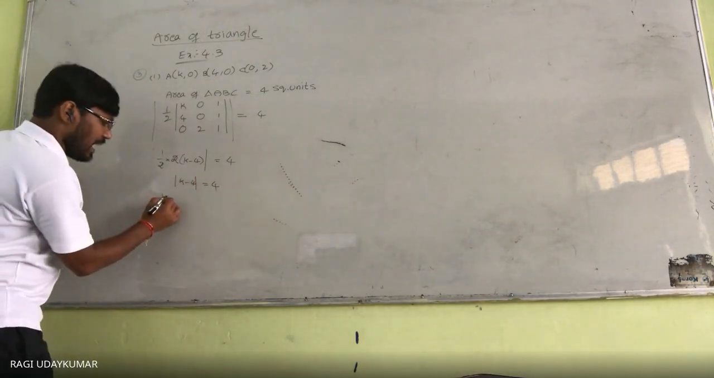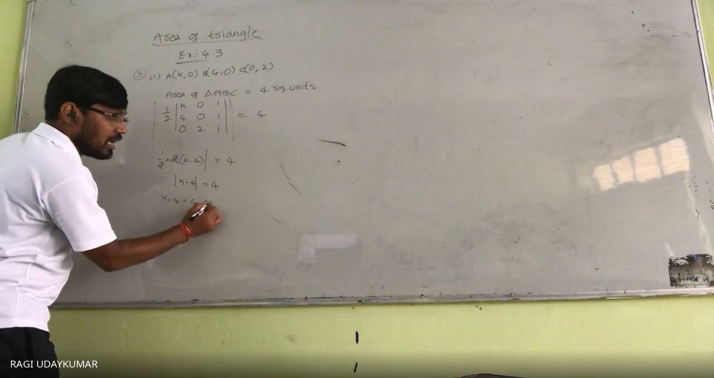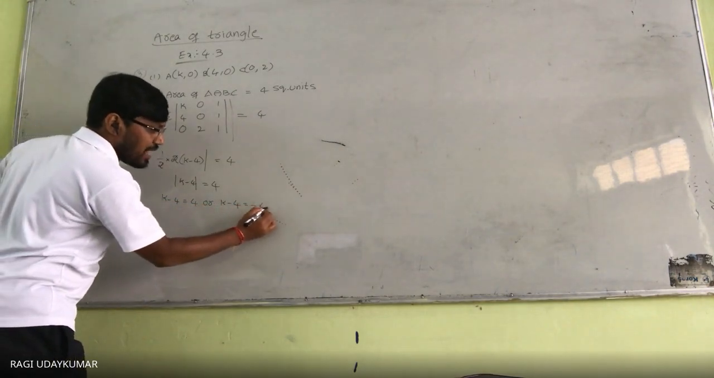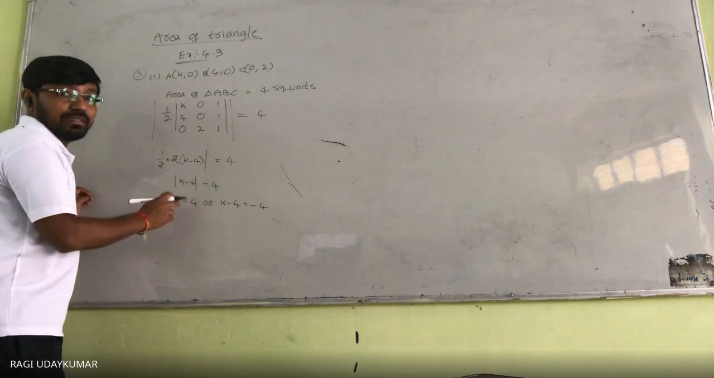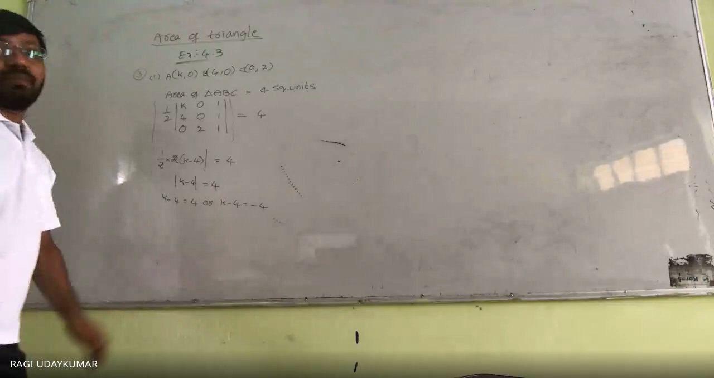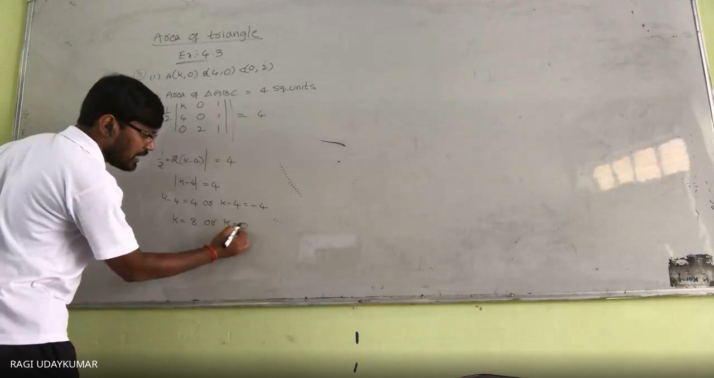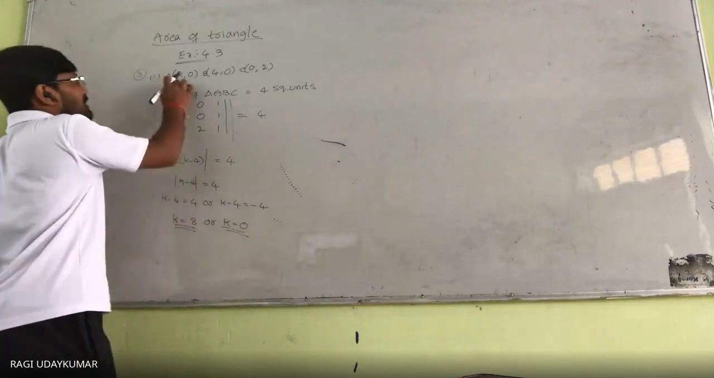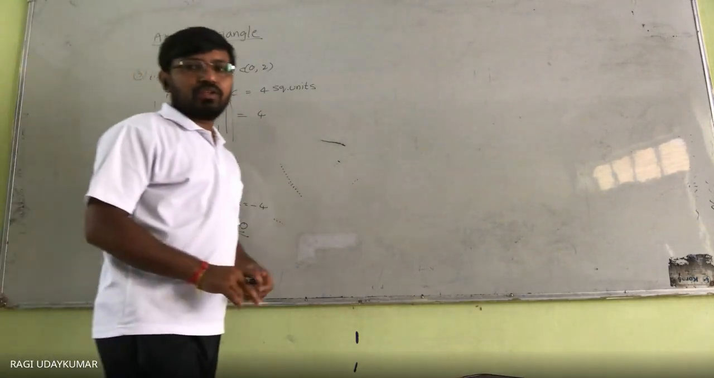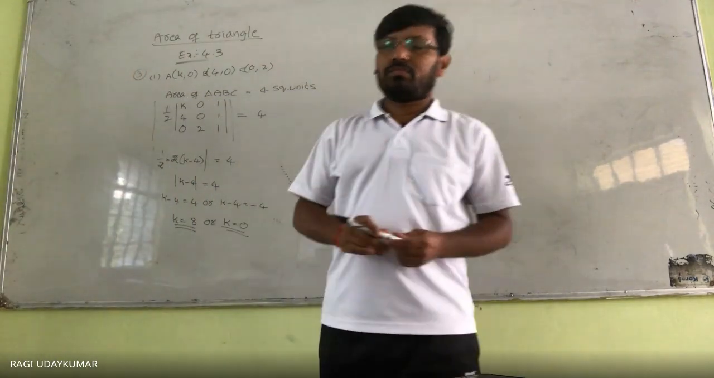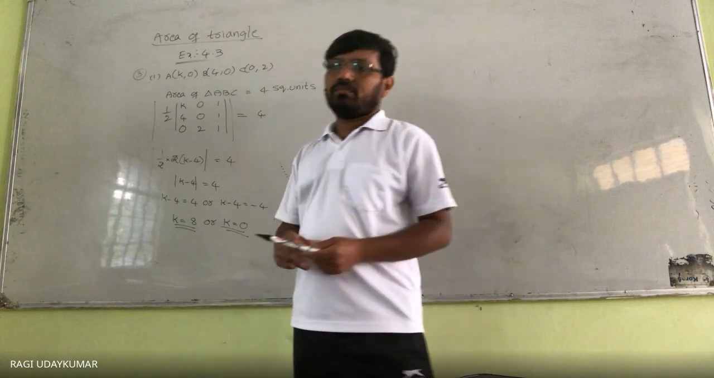That means K minus 4 can be equal to 4 or K minus 4 is equal to minus 4 also. Whenever you are taking modulus, for the area of the triangle, the absolute value should be taken into consideration. So k is equal to 8 or k is equal to 0. In two situations we get the area of the triangle as 4 only. Can you solve this question to you in the same way?